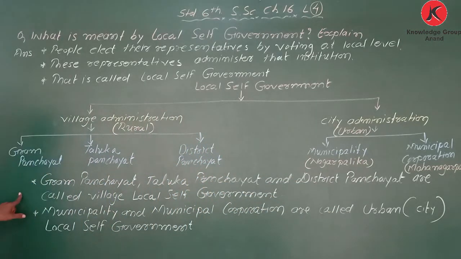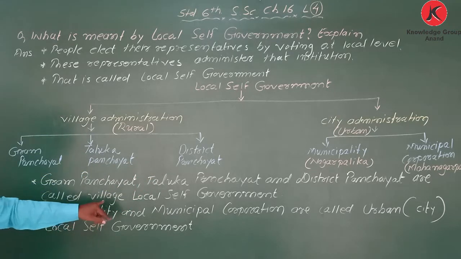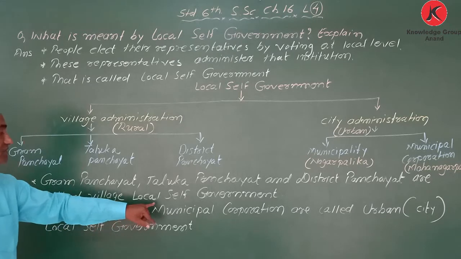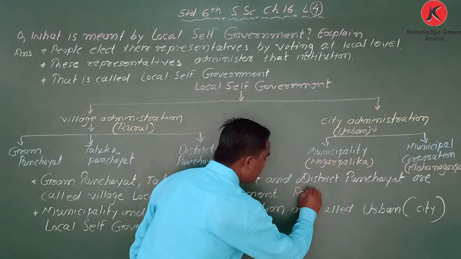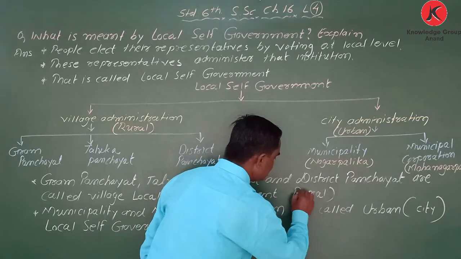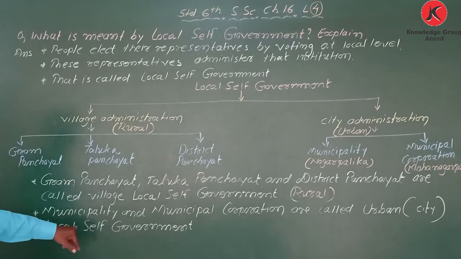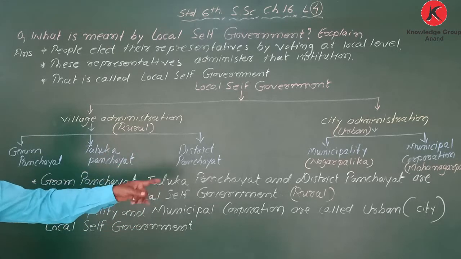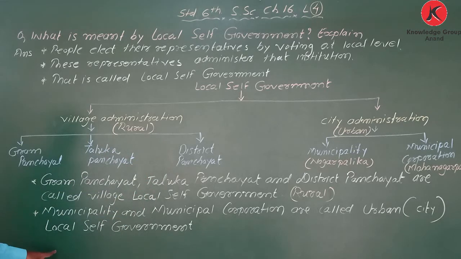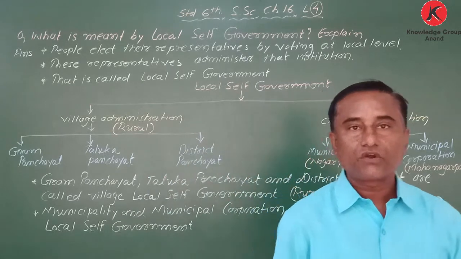Here I have written, see, Gram Panchayat, Taluka Panchayat and District Panchayat are called village local self-government. Village means rural, okay, got it? And municipality and municipal corporation are called urban. Urban means city local self-government. Copy down this thing in your notebook.